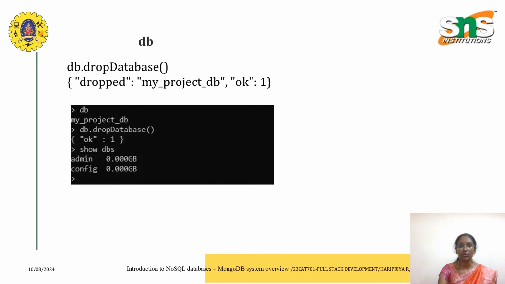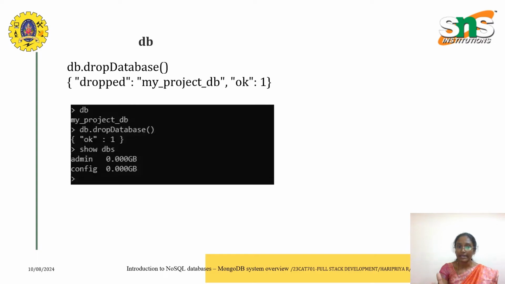1 will be true, and 0 means false. Clear guys? So I'm giving it over here. Which database will be dropped here? My project db. This particular database will be dropped from my database. After that I'm showing, so show means I will check on my database whether this particular database has been dropped or not.